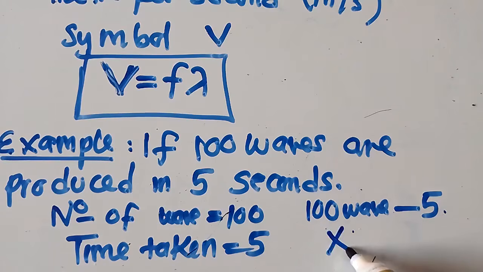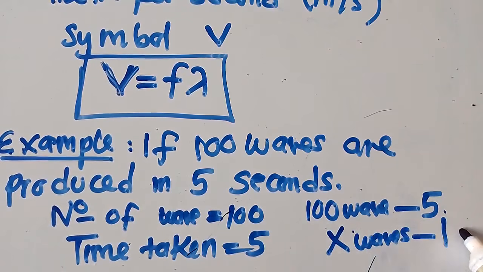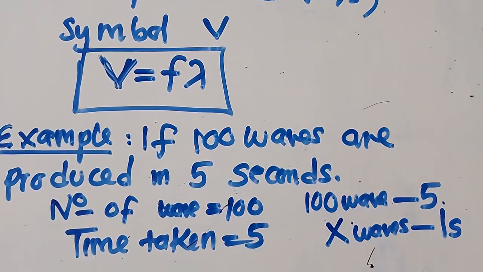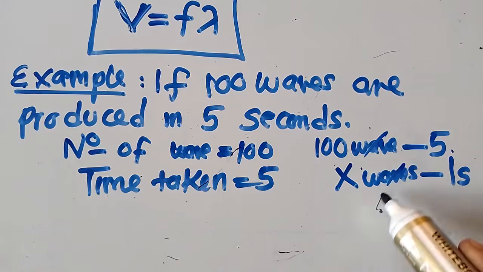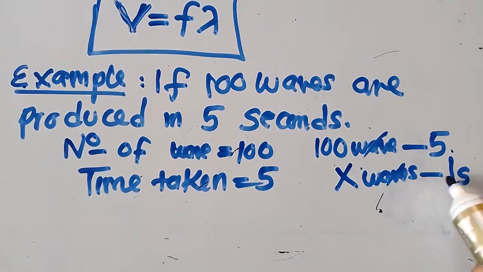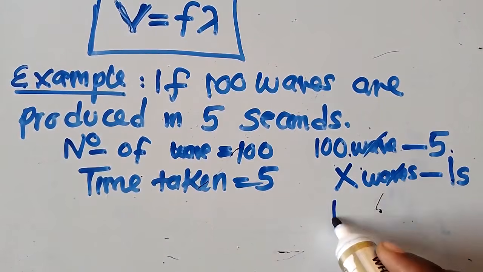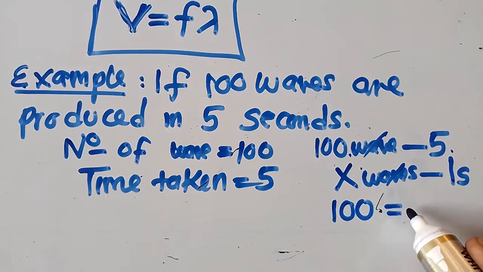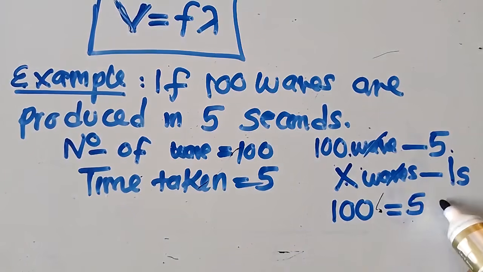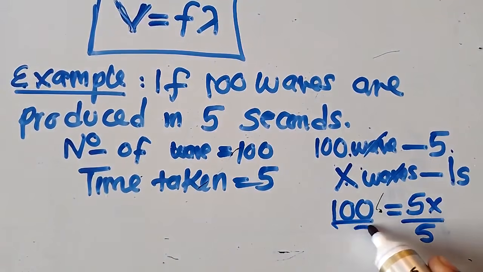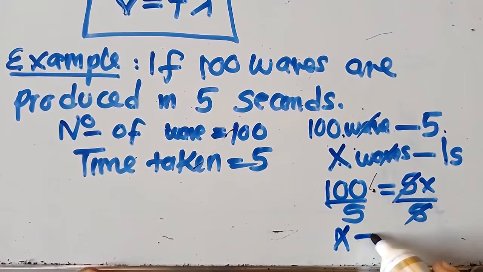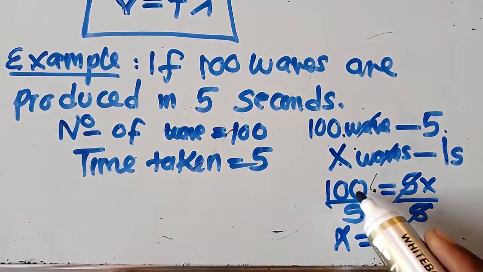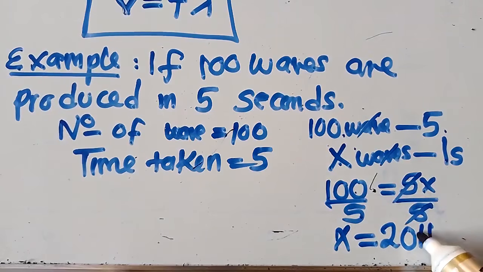Then you know that x waves should be produced in 1 second. The relationship between frequency and period, I hope you know it. Here you know that these are going to cancel out like that. Then you cross multiply: 1 times 100 is 100, which is equal to x times 5, so 5x. We divide both sides by 5. This cancels, so we remain with x equal to 100 divided by 5, which is 20. So you say 20 Hz.